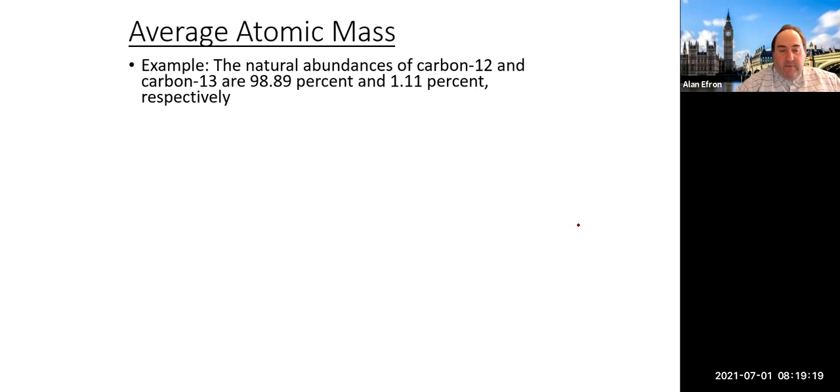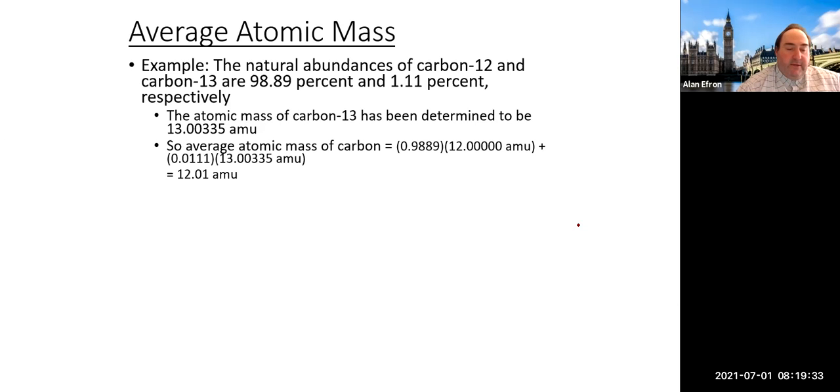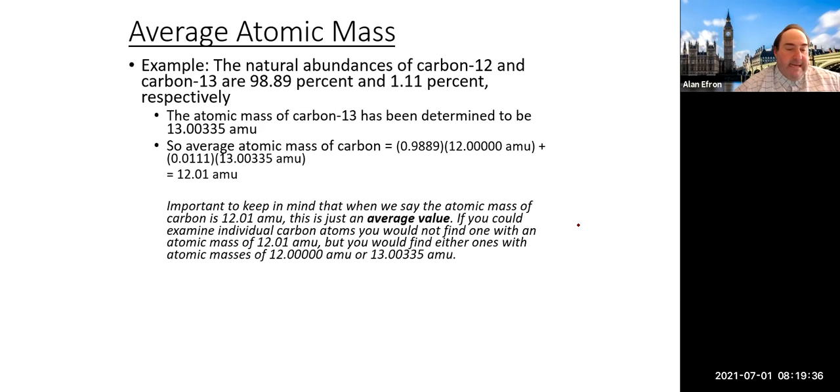So if we take a look at carbon here, like I mentioned before, there's basically two isotopes of carbon, carbon 12 and carbon 13. And we see that carbon 12 occurs about 99% of the time, 98.89% of the time. And the carbon 13 isotope occurs 1.11% of the time.